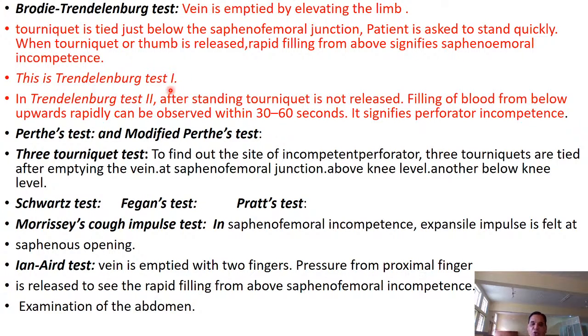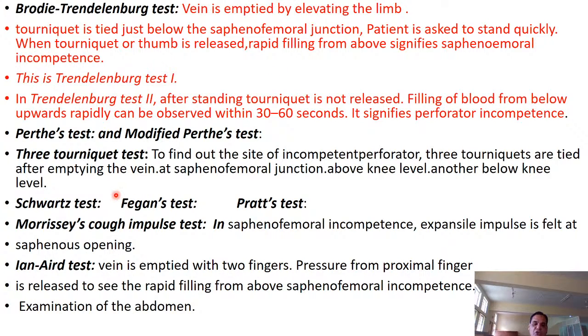And against that, test 2. After standing, the tourniquet is not released. See the difference. In 1, release the tourniquet; the blood will come from above to below. In 2, the tourniquet is not released, but in spite of that, filling of blood from below upwards is observed within 30 to 60 seconds. And what does it signify? Perforator incompetence. So this test itself is a beautiful manifestation.